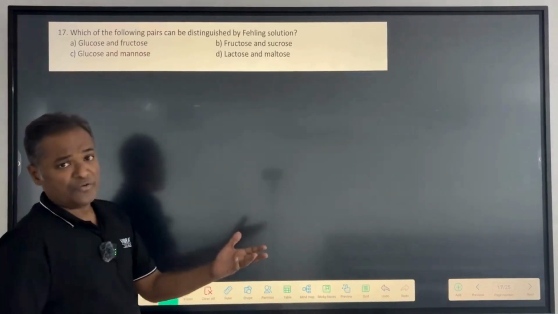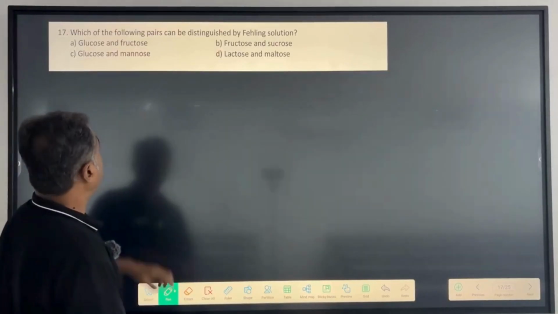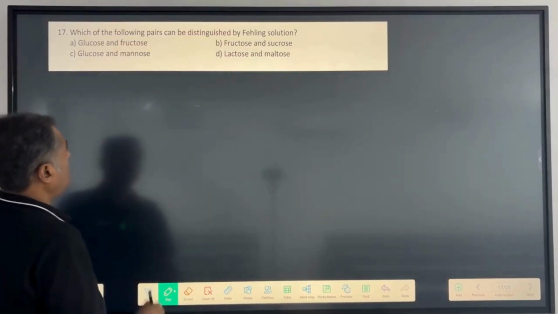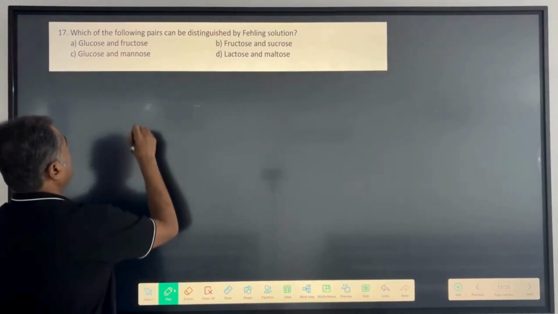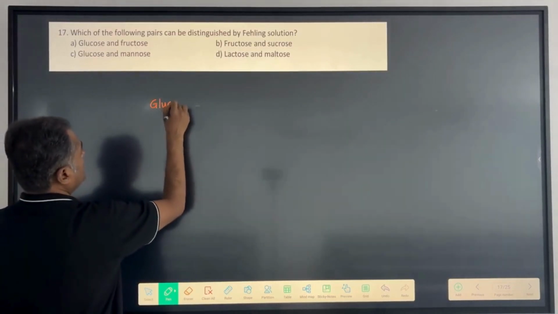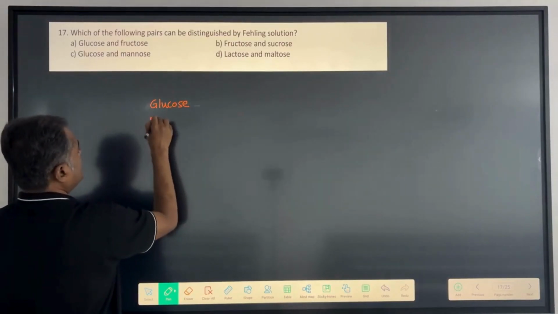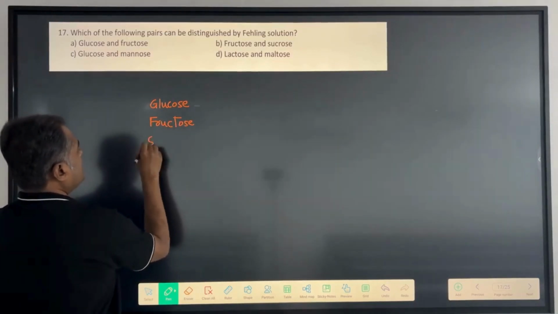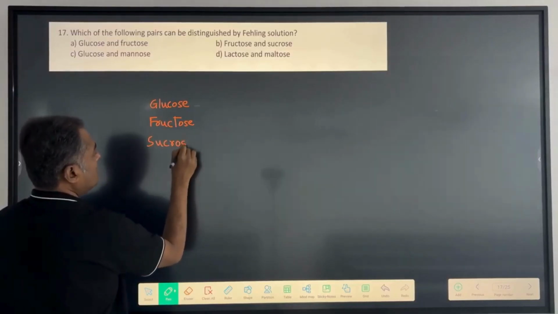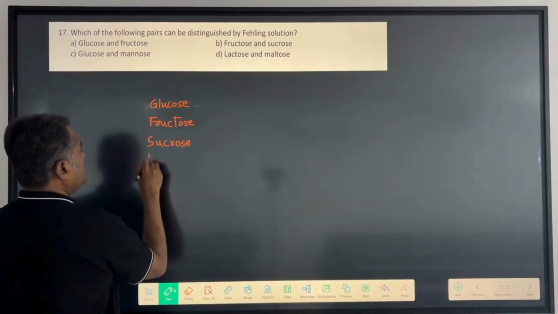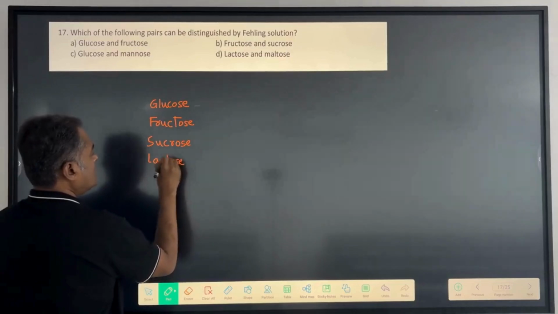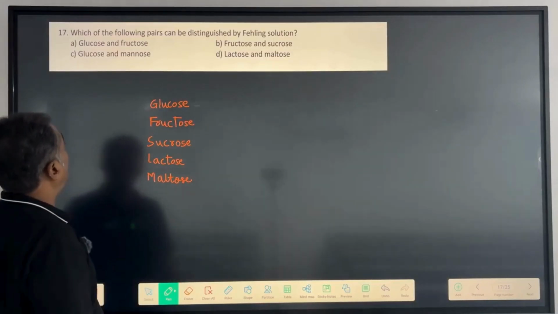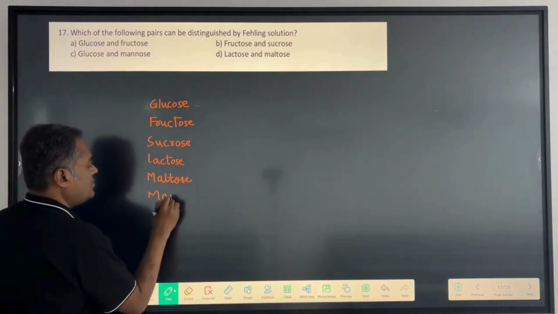Now here, I think this is a very simple and factual discussion. Over here, which of the following pairs can be distinguished by Fehling's solution? Now if you remember, which compounds are given to you? The first example is glucose, the second is fructose, the next is sucrose, the next is lactose, the next is maltose, and there is one more example called mannose.